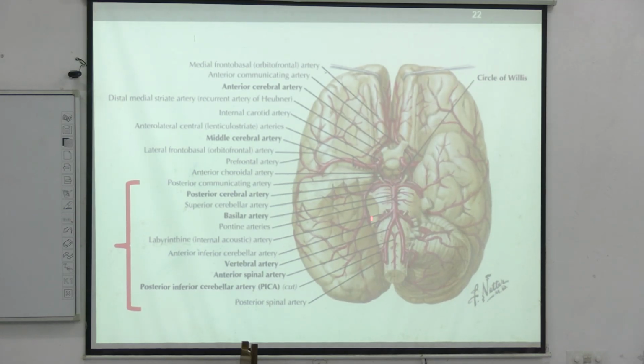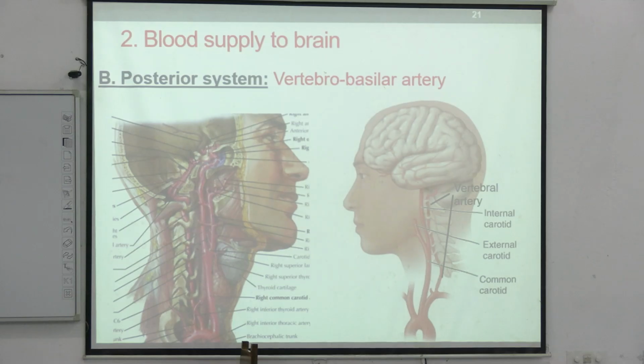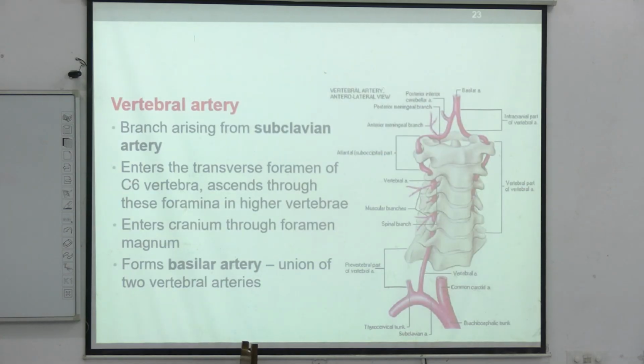So, this basilar artery, posterior cerebral artery, and a part of the anterior spinal artery form this network from the posterior system. We call it the vertebrobasilar system. The vertebral artery and the basilar artery eventually give rise to the terminal branch, which we call the posterior cerebral artery. So, what we have to remember here is what the vertebral artery is and the branches of the vertebral artery.